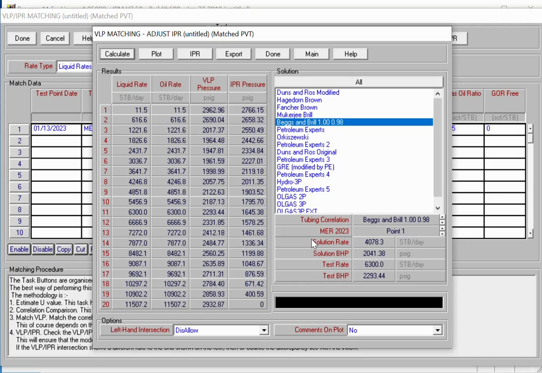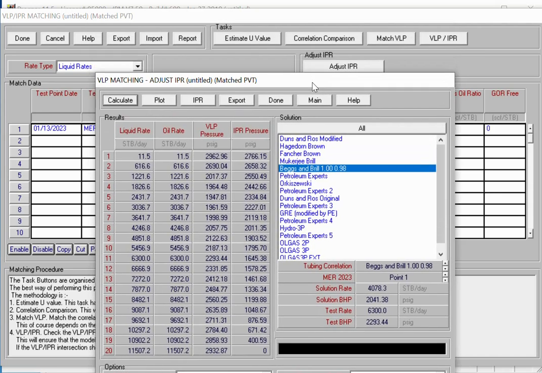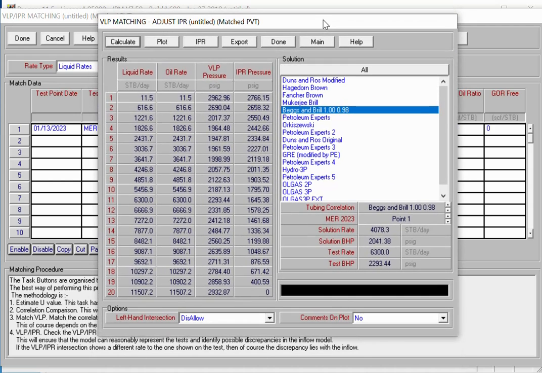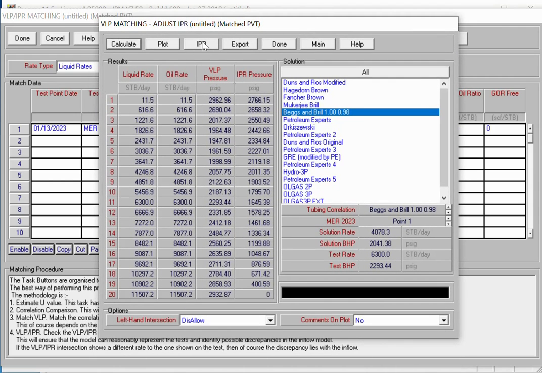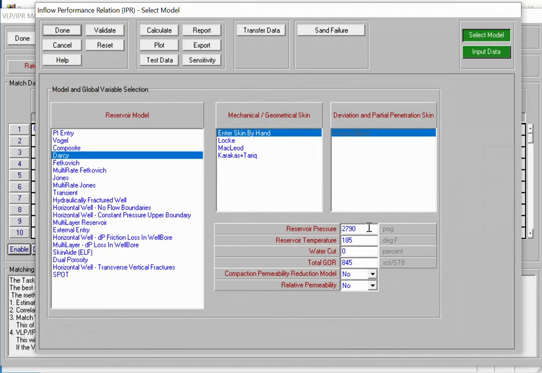What we actually have to do is we've noticed that the problem is not from our VLP, since our VLP results give us an exact match, right? The match here was exact, while the VLP and IPR is giving us this discrepancy, meaning the discrepancy is coming from the IPR. That's why we have to get to the IPR screen and do some checks, do some changing. So first, let me change our reservoir pressure.